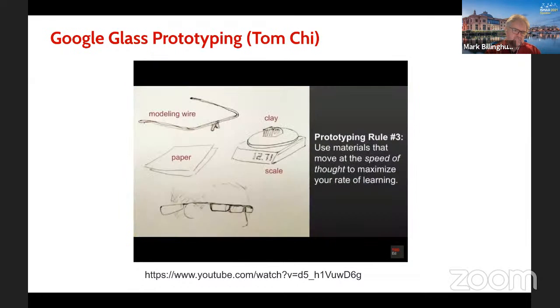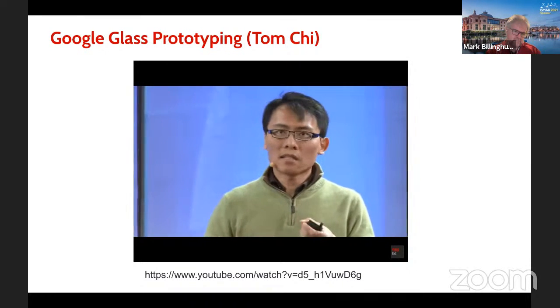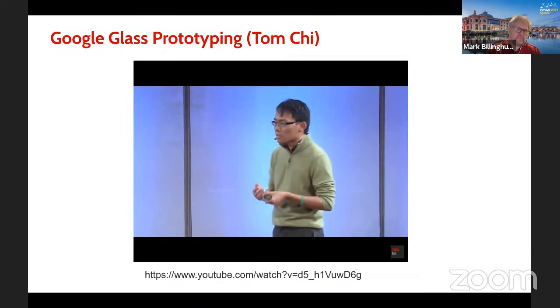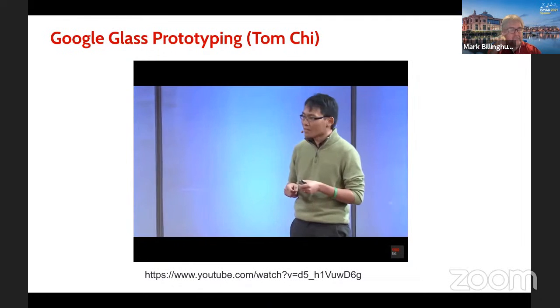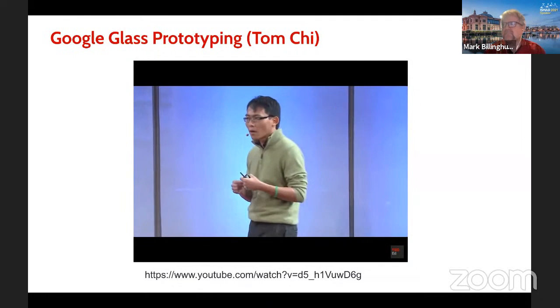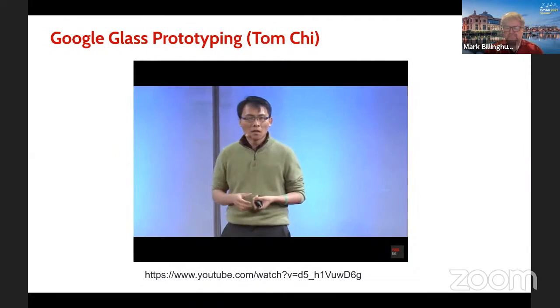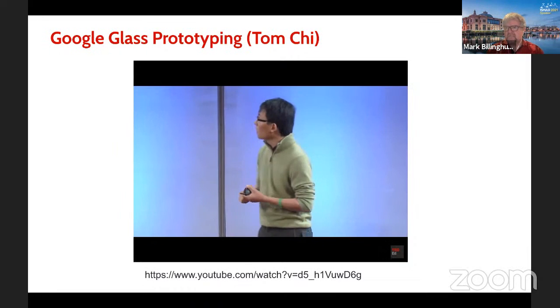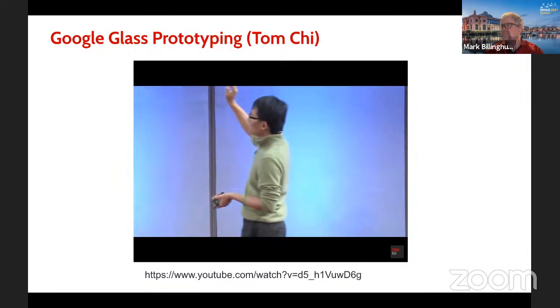The answer is really basic materials. Modeling wire, paper, clay, and using something like this, I was able to make something that looked like a pair of glasses really quickly. I cut out pieces of clay that weighed exactly the same amount as the electronic components that we were talking about putting on the device, wrapped it in paper so you didn't get clay on your face, and then taped it to the modeling wire in various places to experiment with how a pair of glasses could fit on you. And we discovered something really important then.